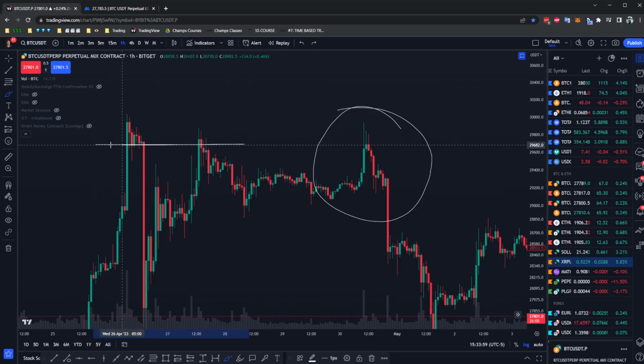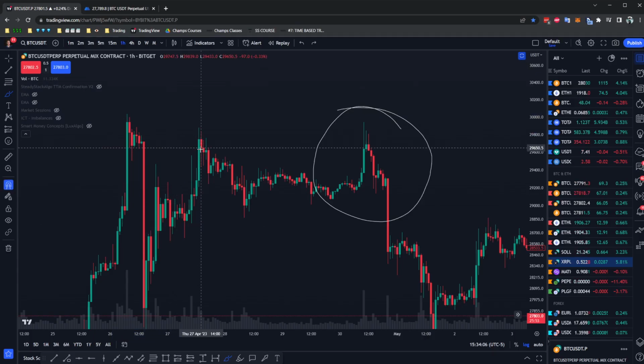So for example, if this was your resistance, this would be a deviation, because all we did was come up a little bit higher and then just drop right back down. And then whenever we retest it, it's resistance. Something along those lines.